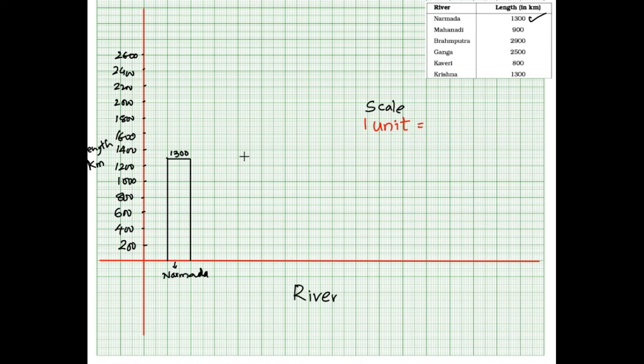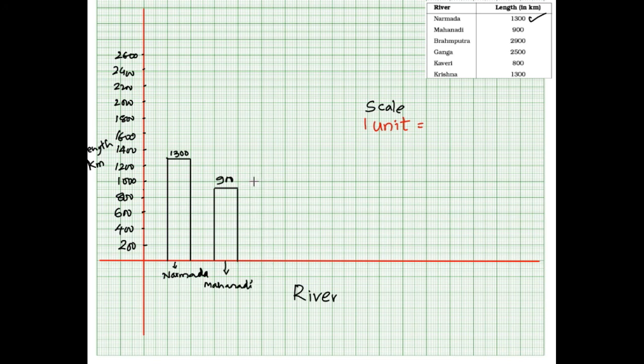Next we have Mahanadi, which is 900. It will be exactly between 800 to 900. We need a horizontal with a normal space between them. So this particular rectangle will give the river Mahanadi. So this is 900. This particular river is Mahanadi.